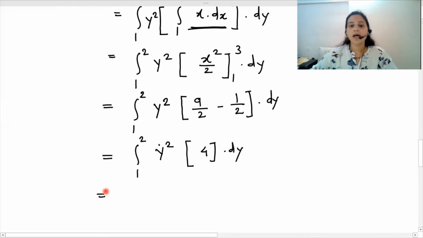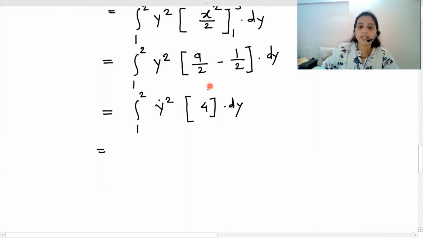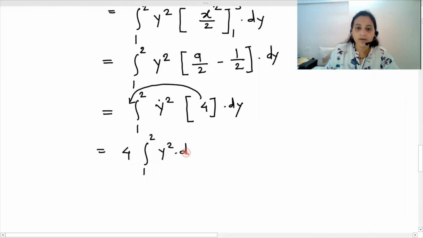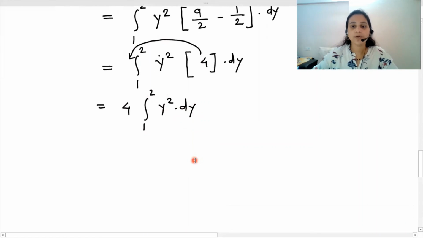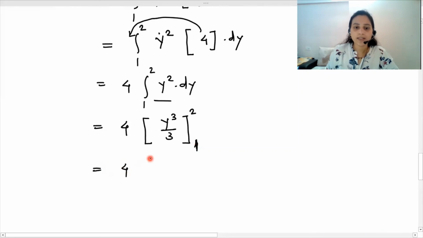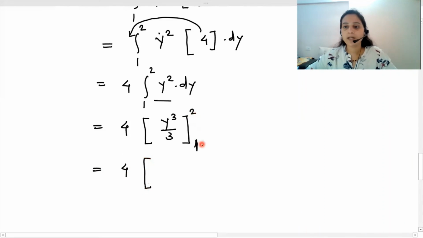Now next step, as 4 is a constant, you can write this 4 outside the integration sign, right? So 4, integral 1 to 2 of y square with respect to dy, and now we are going to integrate with respect to y. So 4 as it is, what is the integration of y square? Y cube by 3, right? And the limits are from 1 to 2. Next 4 as it is. Now put the limits, upper limit minus lower limit.